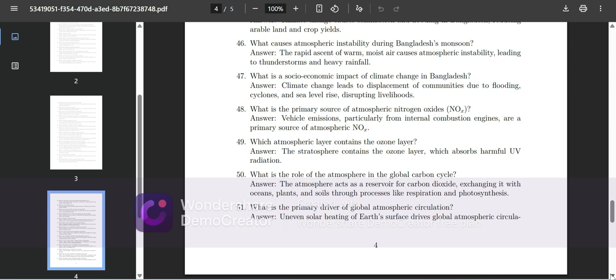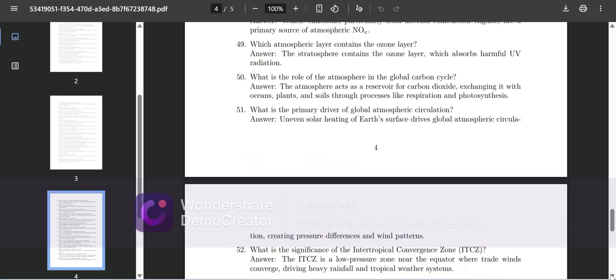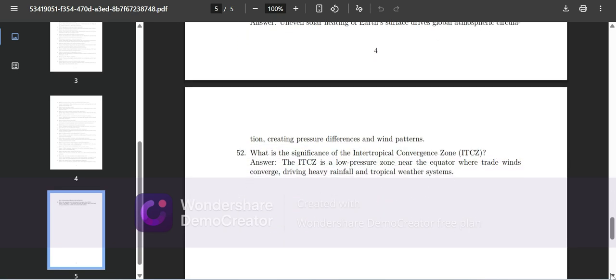What is the role of the atmosphere in the global carbon cycle? The atmosphere acts as a reservoir for the carbon cycle, exchanging carbon with oceans, plants, and soil through processes like respiration and photosynthesis. What is the primary driver of global atmospheric circulation? Uneven solar heating of Earth's surface drives global atmospheric circulation, creating pressure differences and wind patterns.